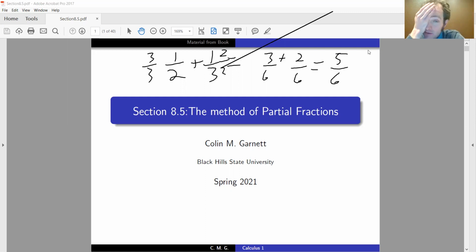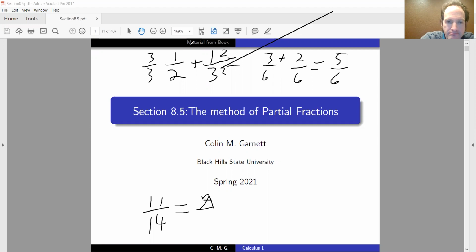So the question is now, can I go backwards from that? If I give you something like 11/14, what I would like to know is what is something over 7 plus something else over 2. 7 and 2 are the two factors of 14. That would give me 11/14 when I added them. That's the question.